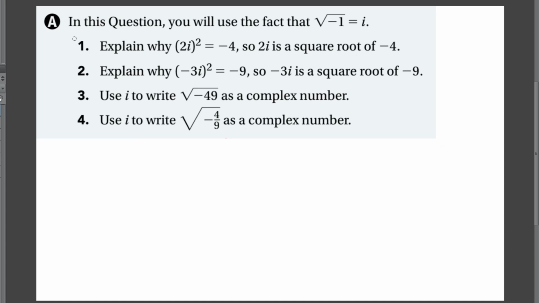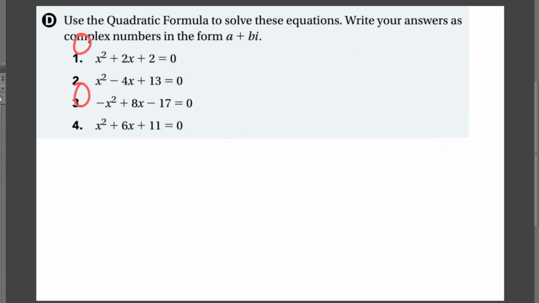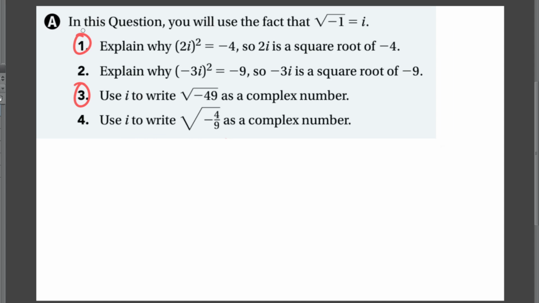I am personally going to be going over A1 and A3, and then a couple problems on, I think it's D? Yes, D. But I'm going to do A1 first. So A1 says explain why 2i squared is equal to negative 4. So I need to prove that 2i squared is equal to negative 4. So 2i is the square root of negative 4. Sure, okay, whatever. So let's take a look.